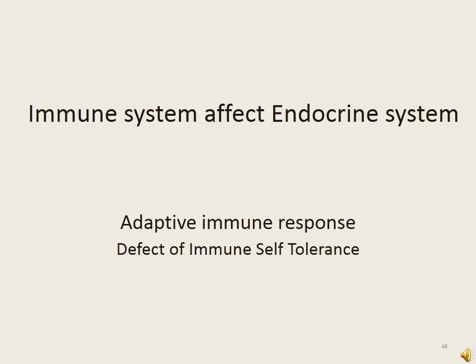Now, this is the effect of the immune system on the endocrine system, right? Previously I discussed with you the effect of the endocrine system on the immune system. Now it is the effect of the immune system on the endocrine system. It is the role or effect of the adaptive immune response, in the characteristic of lack of self-recognition or the defect of immune self-tolerance.